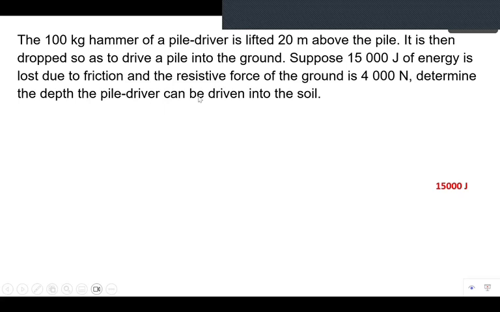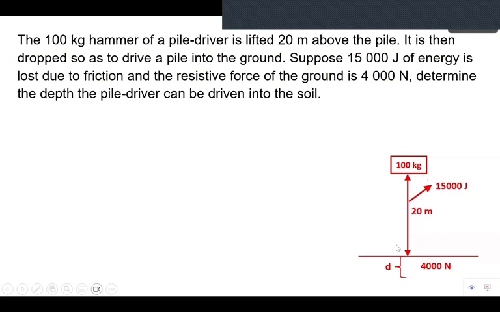Again, there is a scenario. I am going to draw diagrams to simplify my thinking. So my diagram will look like this. I have a 100 kg hammer right at the top, 20 meters above the pile. I just draw like that, 20 meters, one box with 100 kg. It is being dropped down, and in the process of being dropped down, it loses 15,000 joules of energy because of friction, air resistance, etc. So this 15,000 will be an arrow going out in the process of it dropping down.